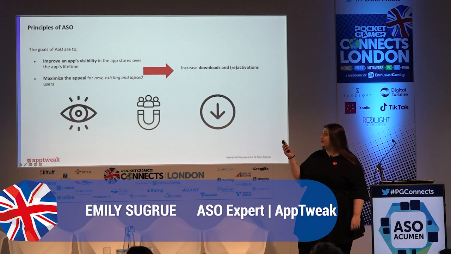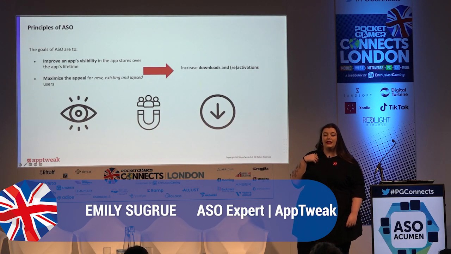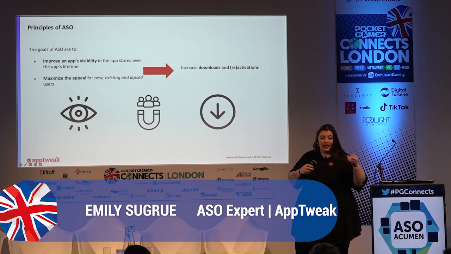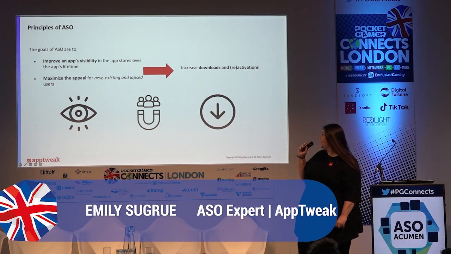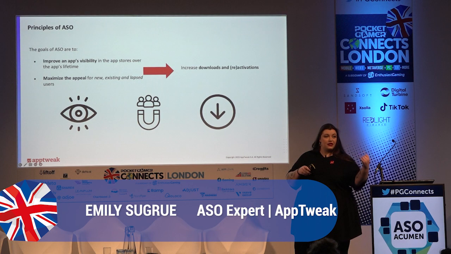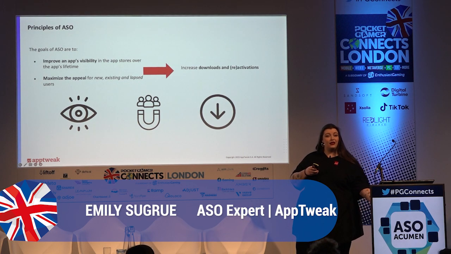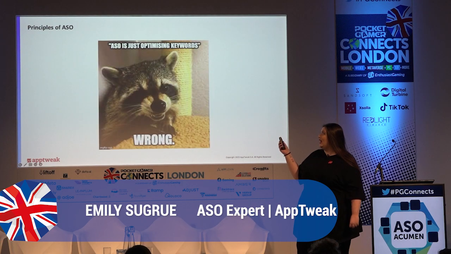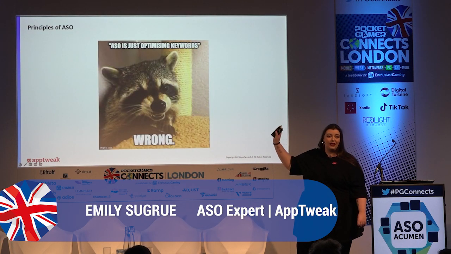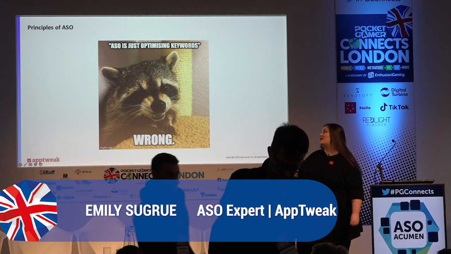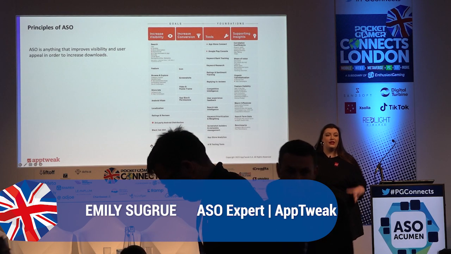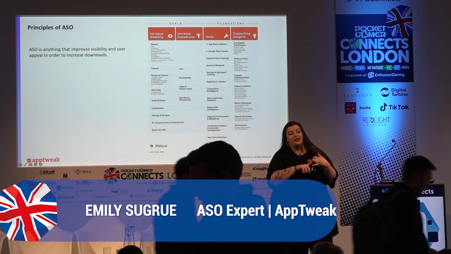So ASO basics. The first thing are the principles of ASO. We define ASO as anything that's going to improve an app's visibility over its lifetime, anything that maximizes the appeal of the app in the App Store as well for users, whether they're past, present, lapsed, future. And this is all with the view of increasing downloads, increasing activations, and making you a ton of money. So it's quite nice. Now, I hear this all the time in my line of work, that ASO is basically just optimizing keywords, and that is not true. Because ASO is anything with this view of either increasing visibility or increasing conversion.